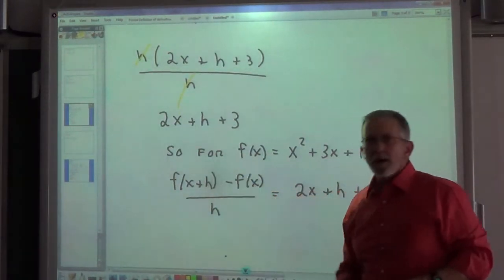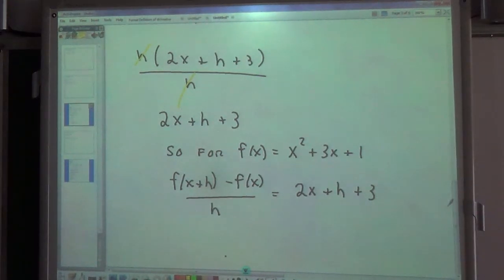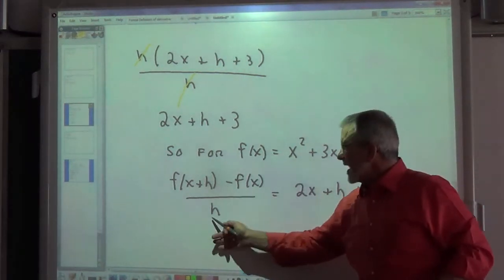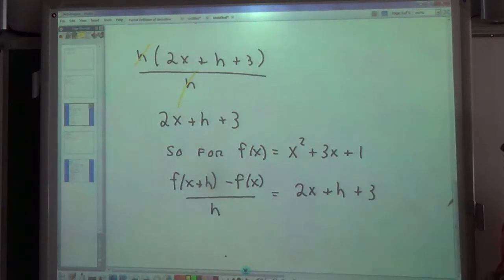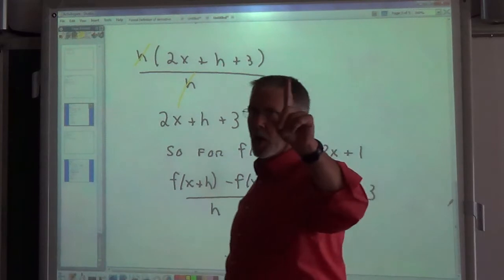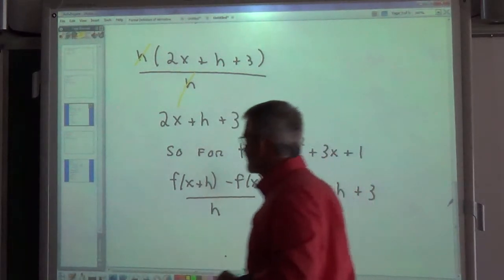So, for f of x equals x squared plus 3x plus 1, that difference quotient, which is very specific and going to be very important next year in calculus, f of x plus h minus f of x over h, simplifies to 2x plus h plus 3 for this guy right here. You are not allowed to make this difficult. There's only one hard part, and then it's just meticulous, tedious, if you will.